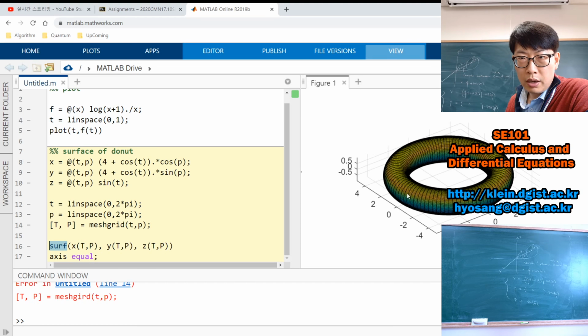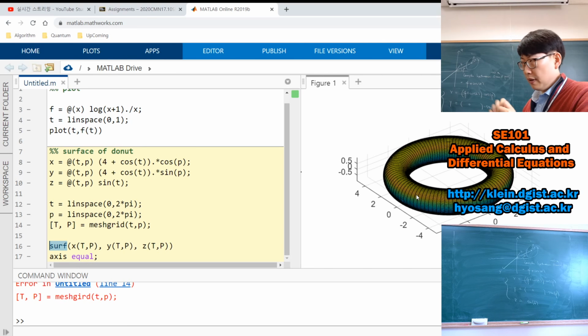If you enlarge this figure, it's actually patches of flat rectangles. It's like when you graph a function in MATLAB, it's just a union of straight line segments. Same thing when you're graphing the surface: it's a union of flat surfaces, but in the bigger picture, it looks like a curved surface.